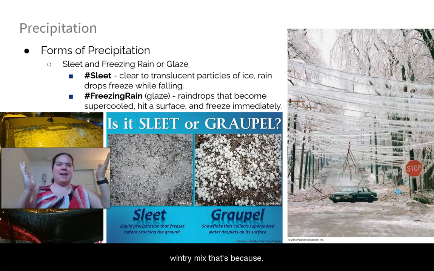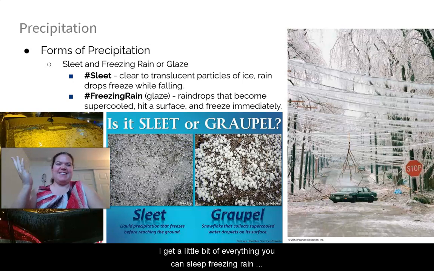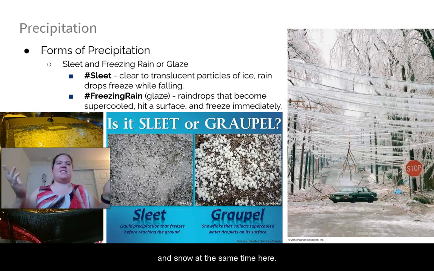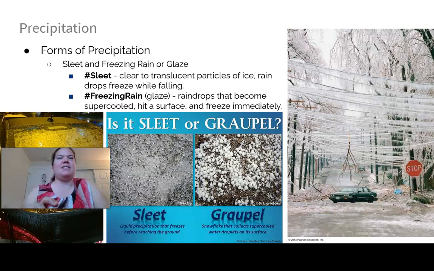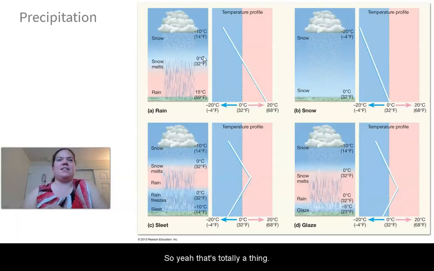Now, you might find that in Maryland we use the term wintry mix. That's because you can kind of get a little bit of everything. It can sleet, freezing rain, and snow at the same time here. So yeah, that's totally a thing.